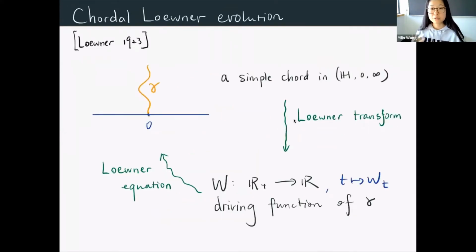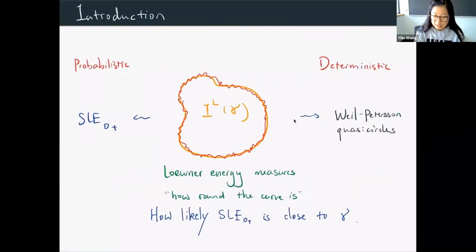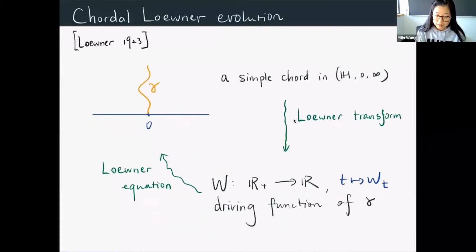And to give you the quick definition, we will use something called Loewner evolution. For the Loewner evolution, first we can consider a chord, which just means that in a simply connected domain with two boundary points, a chord is a simple path connecting the two boundary points. And later on, for the Jordan curve, it will be a limit from this chordal setup.